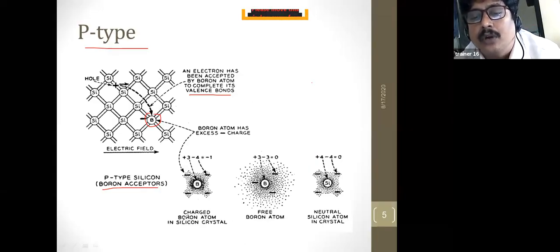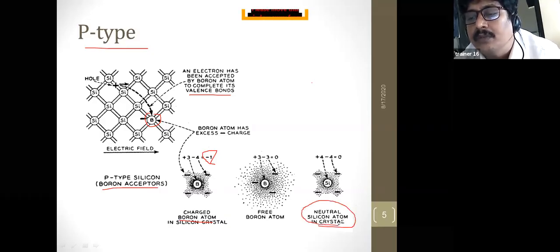Here the charged boron atom is required. Here the charge is negative. In the previous case it was positive, but now it is negative, and negative means it accepts. The boron needs one, and the silicon supplies it. These are all things you studied in engineering chemistry. Now it becomes neutral, right? Boron and silicon both become neutral. Whenever the boron accepts the electron from the silicon, automatically both become neutral.